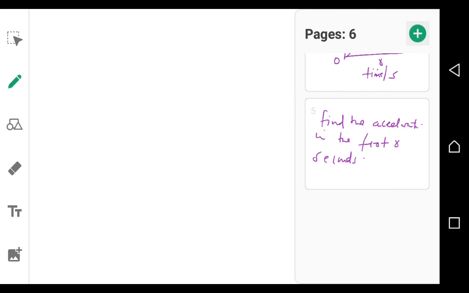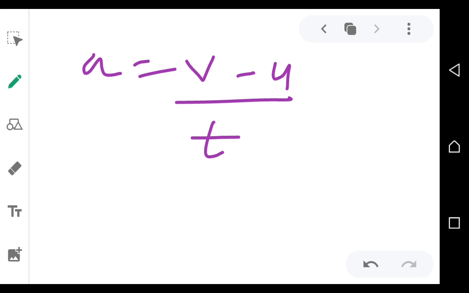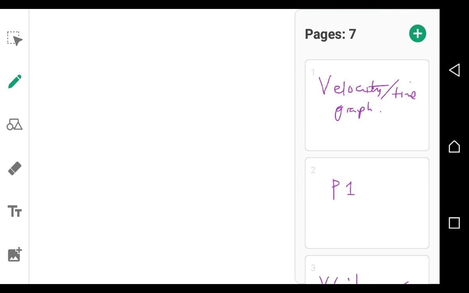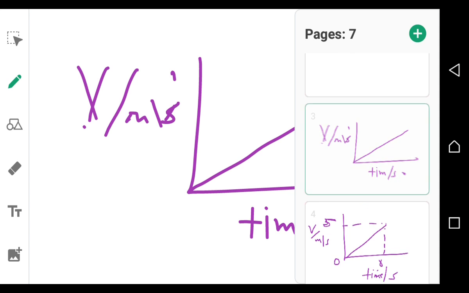The first thing you do is you write the formula for acceleration. Acceleration is equal to final velocity minus initial velocity divided by time. I think you have learned this. You remember learning this a long time ago. So what is the final velocity? You go back to the question. Final velocity is always the maximum velocity.